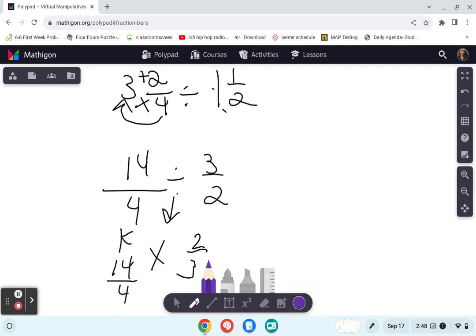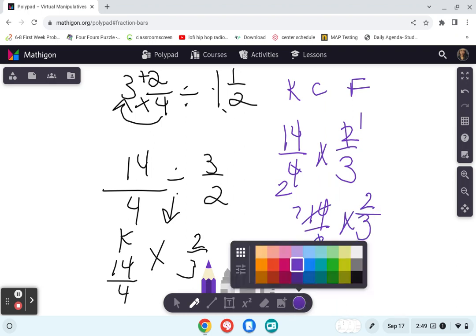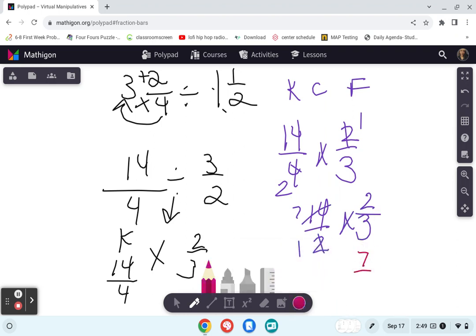So let me write that over here where I can have a little bit more room. So we keep the 14 over 4, we change, that'll be keep, change, and then we'll flip our 3/2 to 2 over 3. Now we got a whole lot we can simplify, so let's go ahead and do that. I can simplify this way, 1/2. So now I have 14 over 2 times 2/3. And then I can still simplify. There are 7 2's in 14. So now my final simplified version of everything is 7 times 2/3.